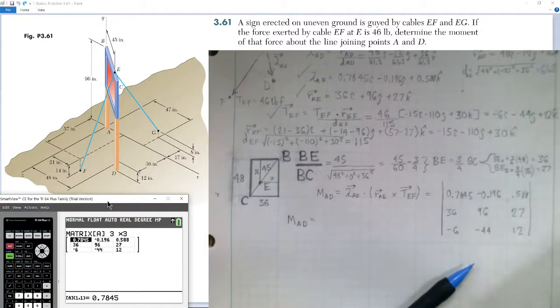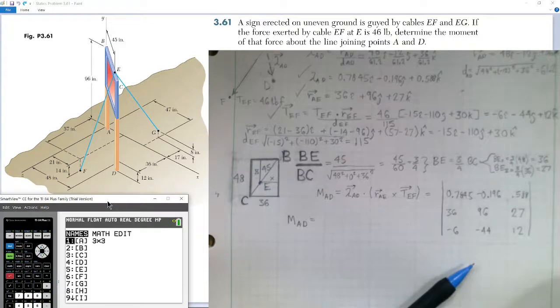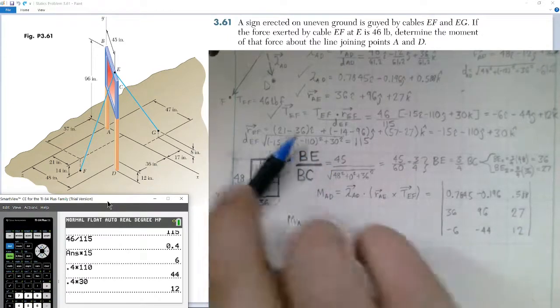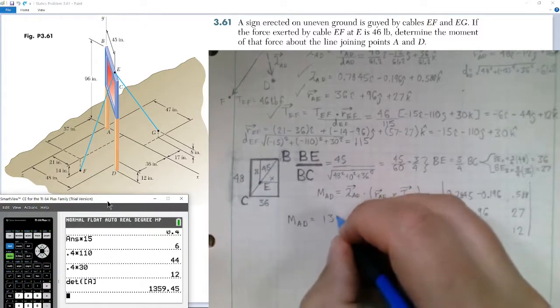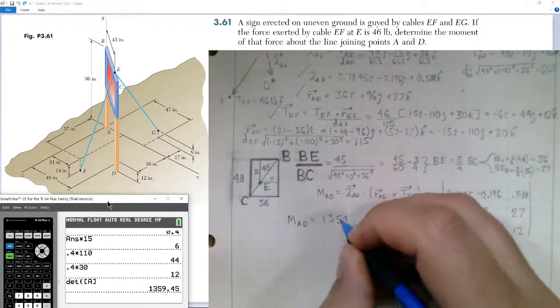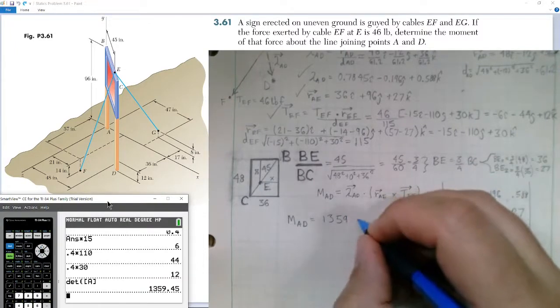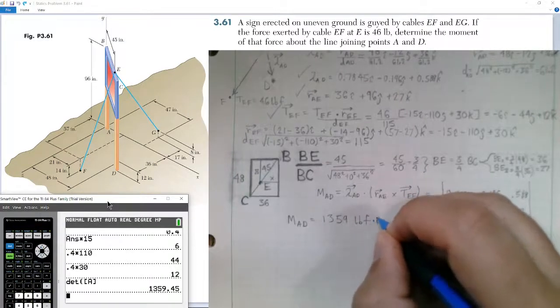Now we'll do second quit, get out of our matrix, go back to matrix, second matrix, go over to math, determinant, and one last time we'll go to second matrix and select matrix A. And this tells us the moment component along axis A to D is 1,359 approximately. We'll round this down. This is in units of pound-force inches, or inch-pounds.